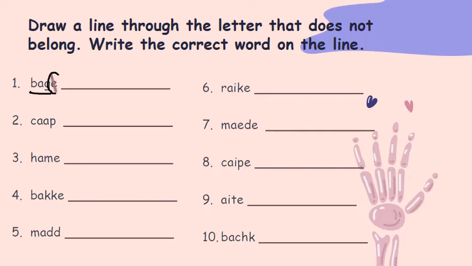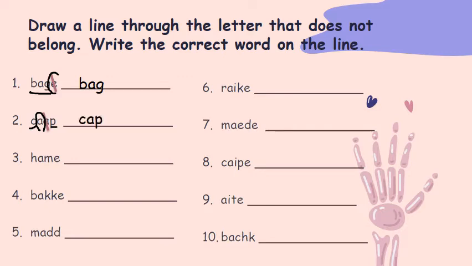Now we have the word bag. B-A-G. Here we have the word cap, but there is something wrong here, right? So what do you think? We have to cross out the letter A, okay? Now we have a consonant, a vowel, and a consonant.